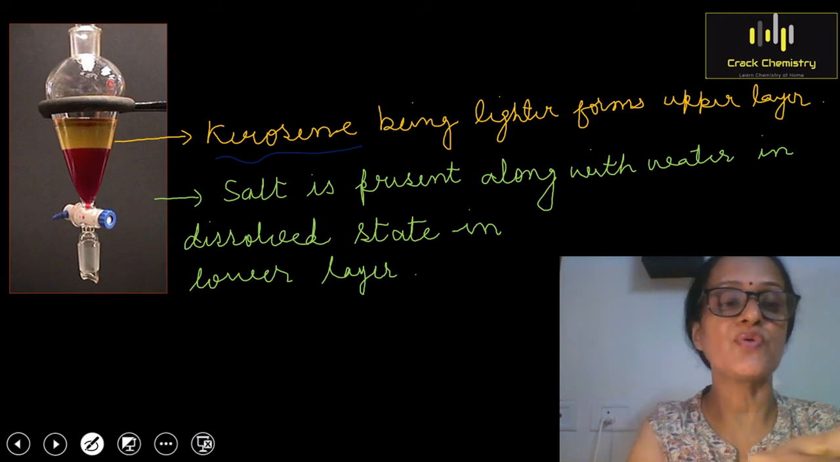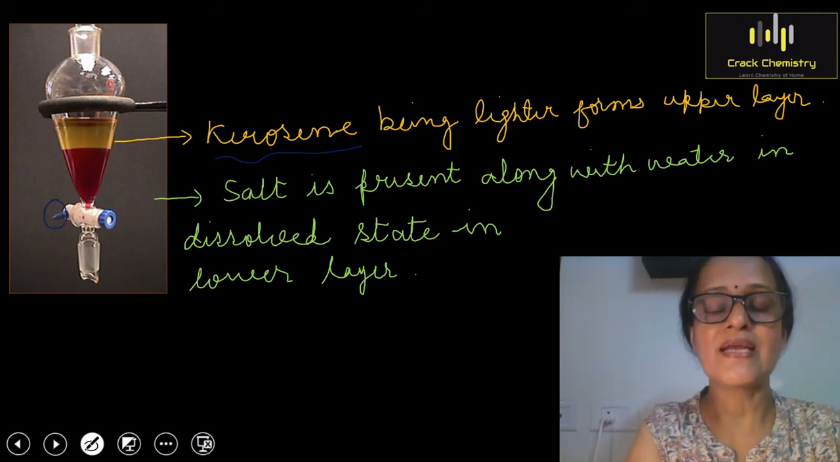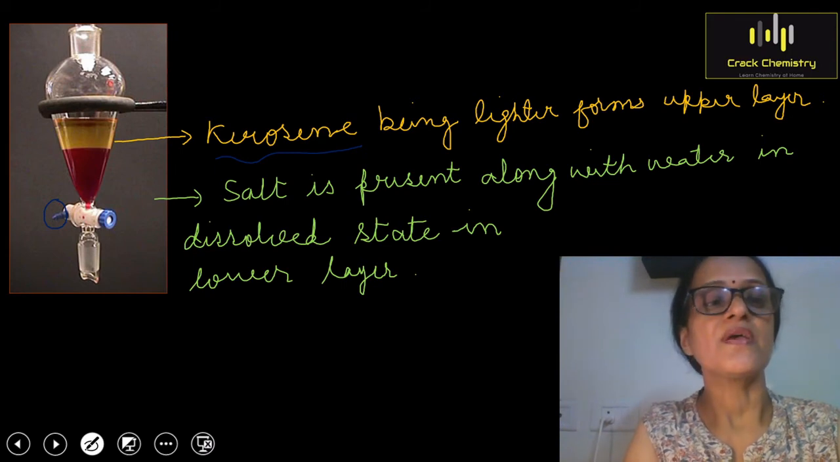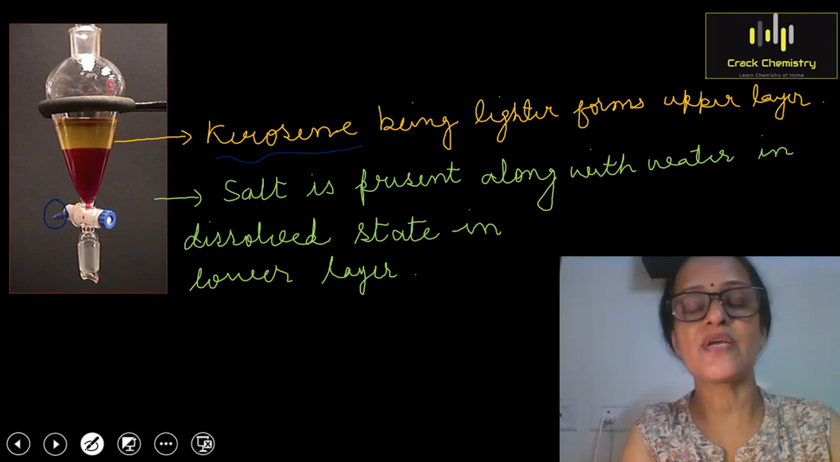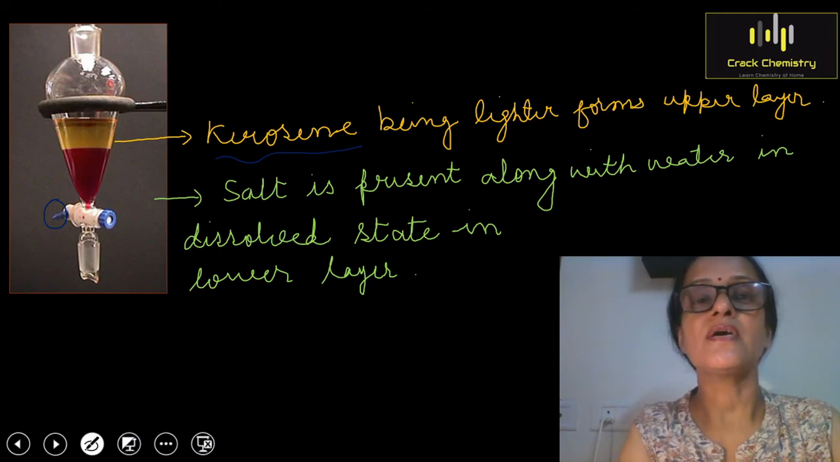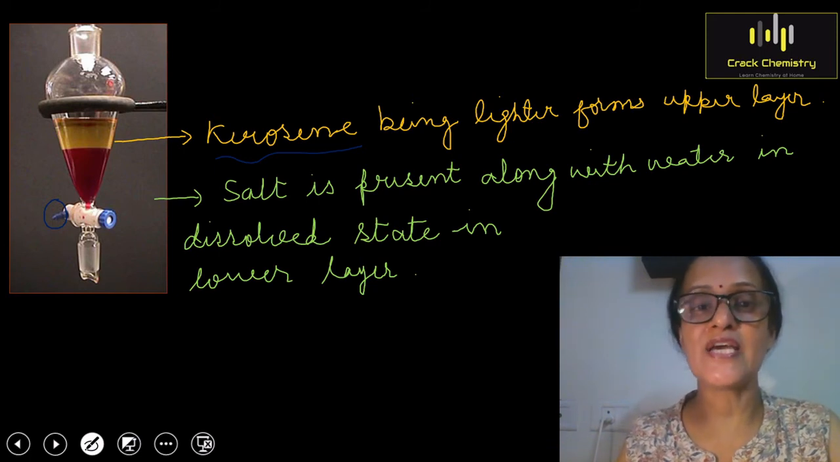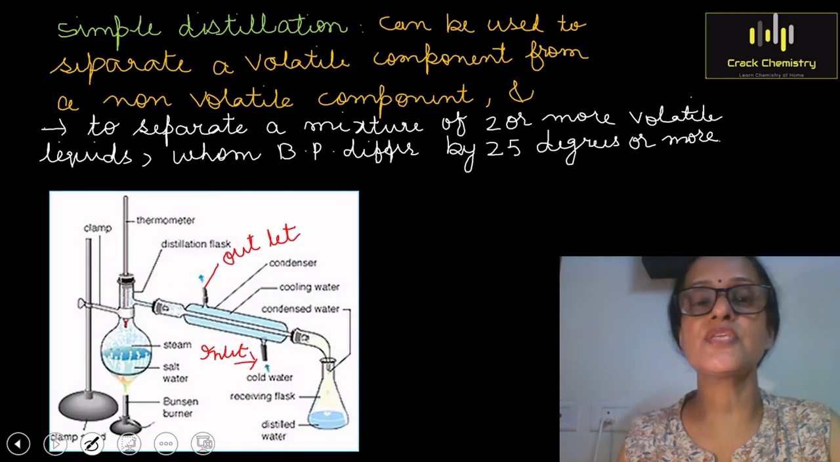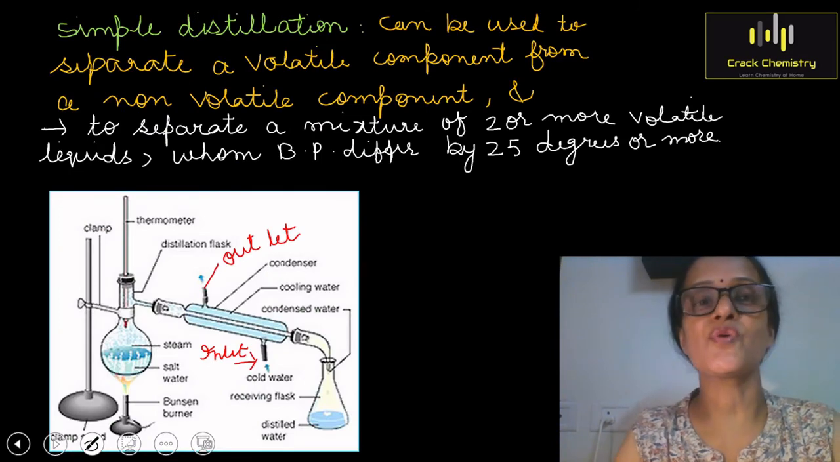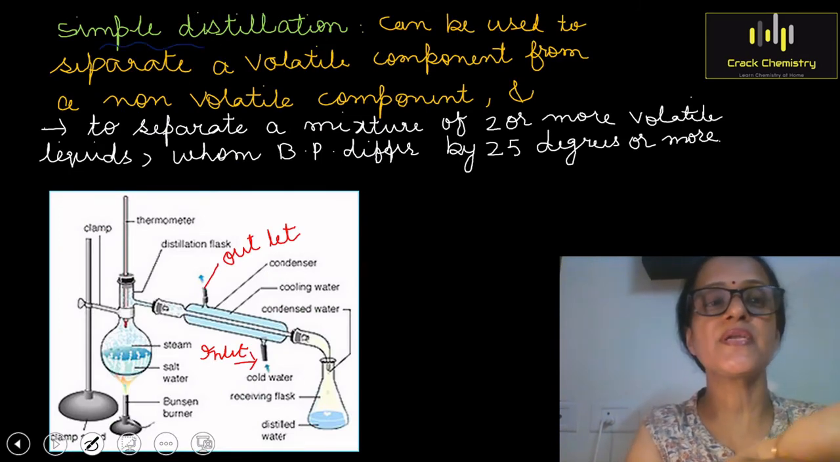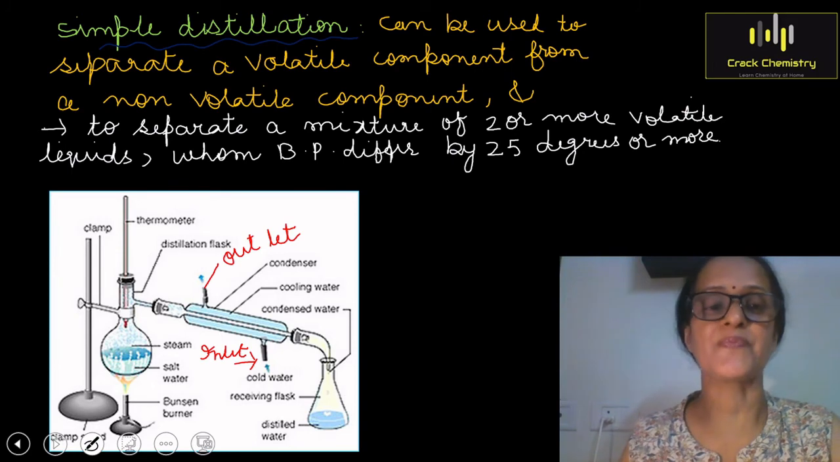So what we will do, we will open the knob. With the help of the knob, we will collect salt and water. So we have separated kerosene oil. Kerosene oil will remain in the separating funnel, and the mixture of salt and water we have separated out. Now, how will you separate the mixture of salt and water? We discussed in the previous question, the mixture of salt and water can be separated by simple distillation. I hope it is clear to you.